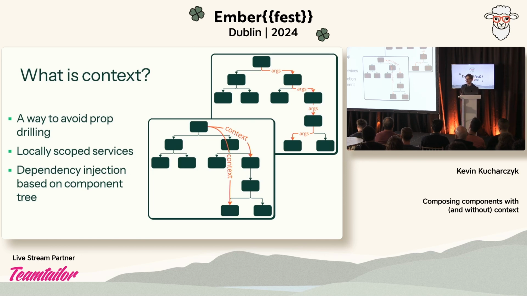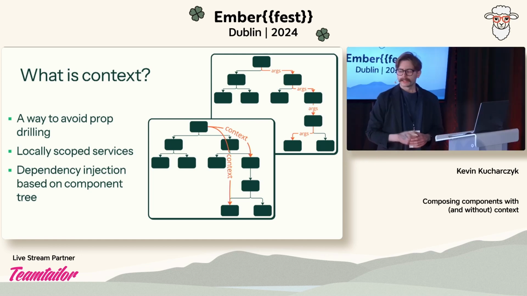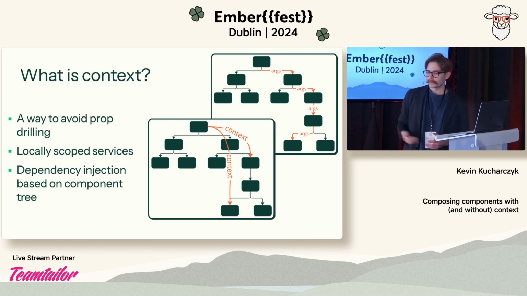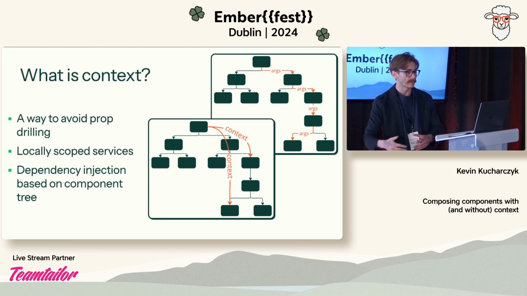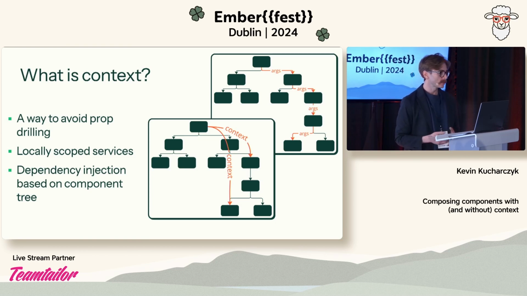And you may sometimes need a certain argument at a deep level. And in order to make that happen, you have to pass it through all these layers, through all the components. And sometimes some of these components don't need a certain argument, so all that they're doing is passing it further. And this concept is called prop drilling. And context is a way to avoid that problem.